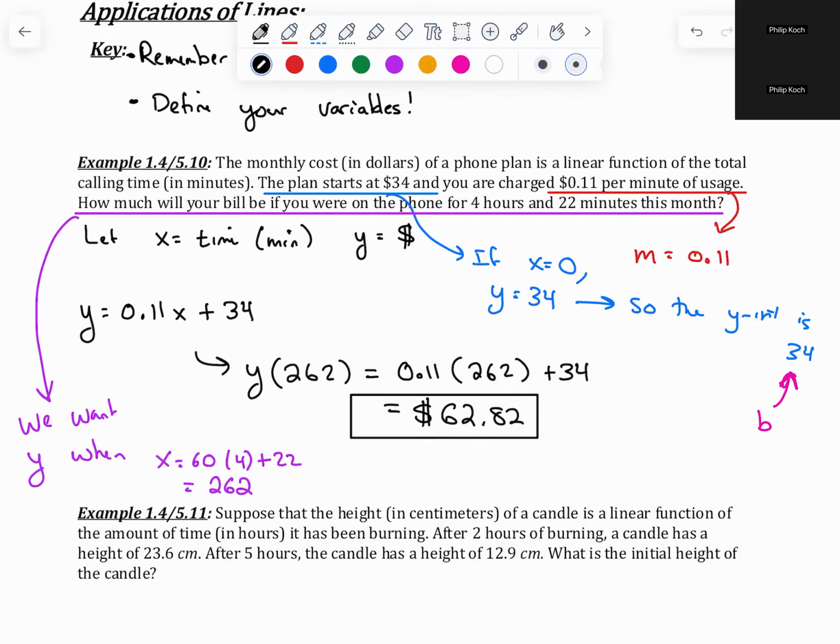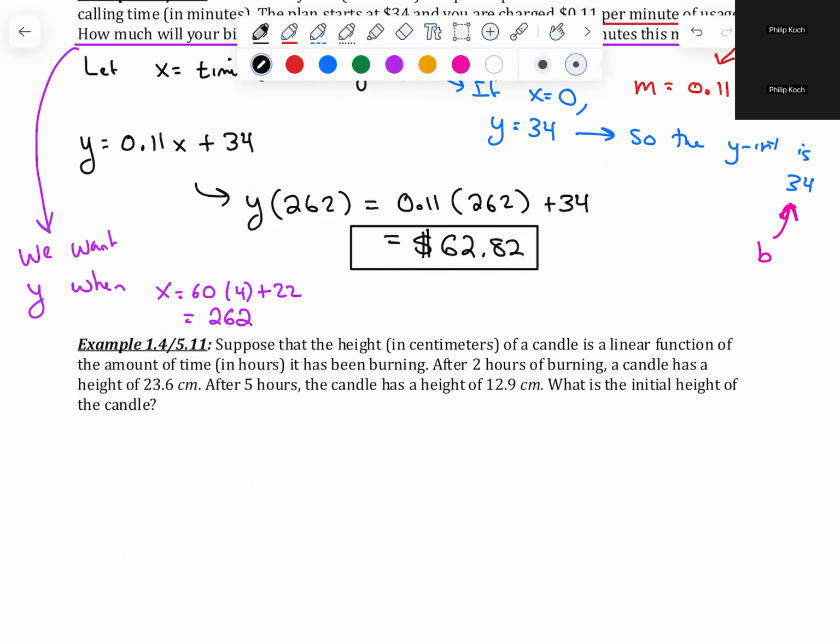Point being is, please argue with your teacher. If you've defined your variables and they mark you down, even though you didn't include it in the final answer, you should tell them it's already stated. I already stated what y was measured in. All right. Any questions on that one?